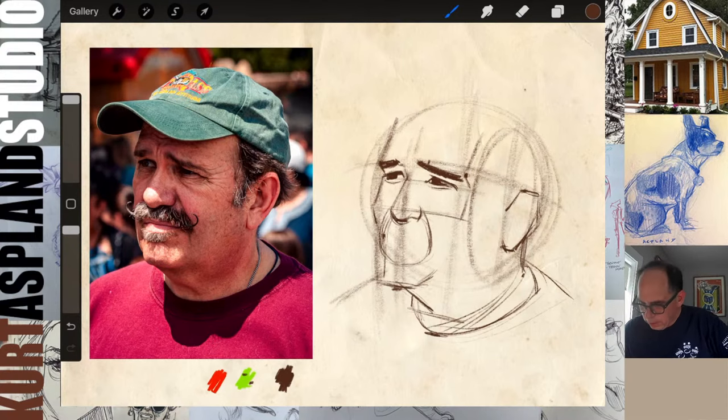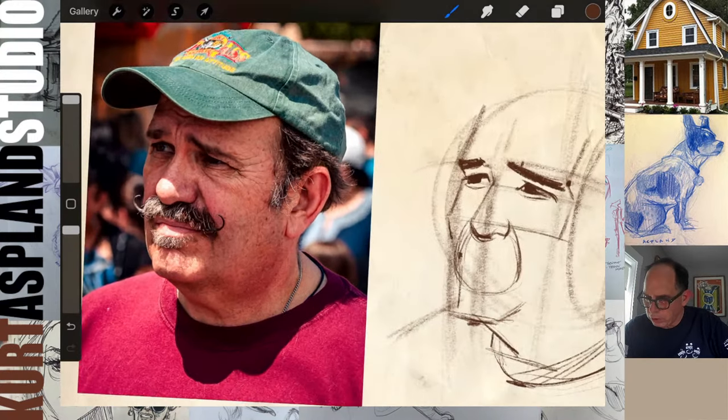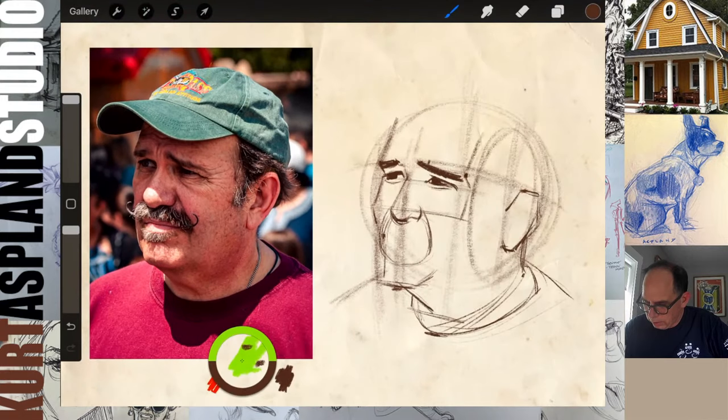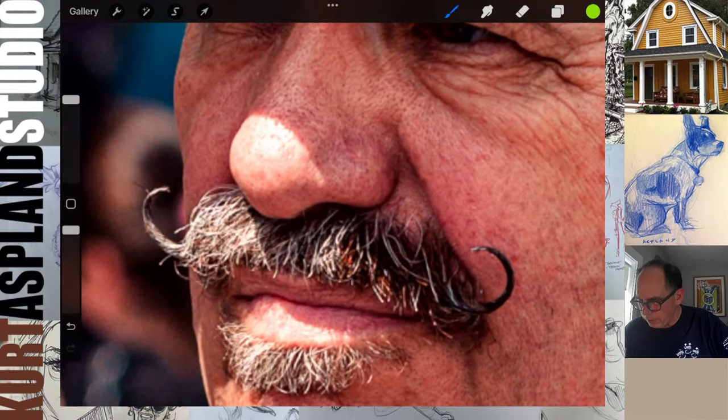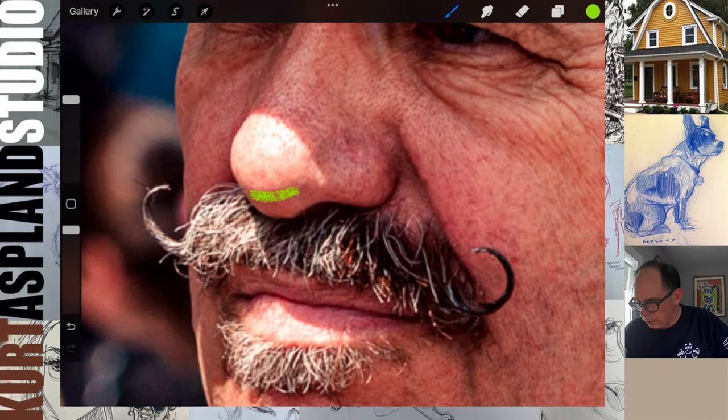Okay. Now let's jump into the nose here. This is something I want to show you on the nose. Let me get a color. This is a great example of a core shadow going on in the nose. Look at this right here. It's a little bit darker there. You see that? Versus right underneath the bottom of the nose, it's a little bit lighter.